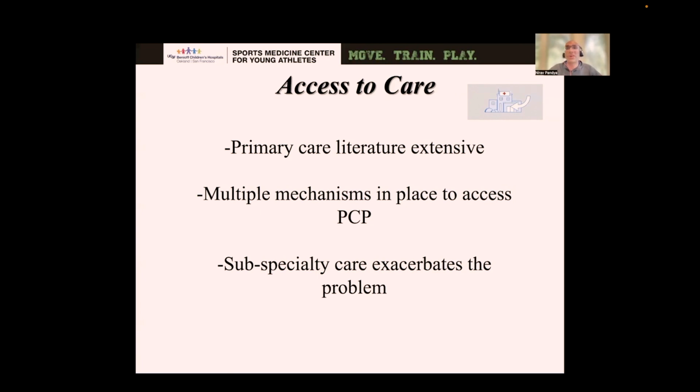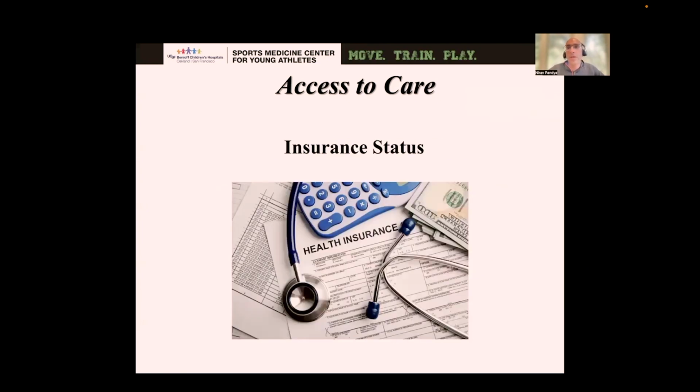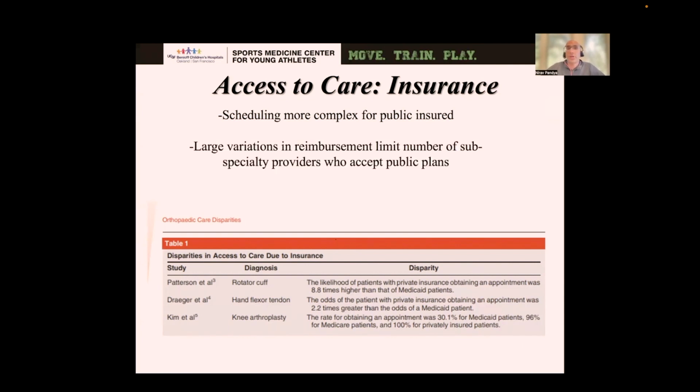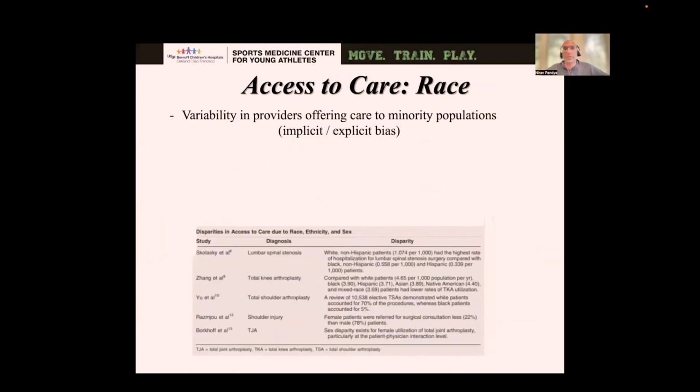But subspecialty care makes these differences much, much harder because there's much more selection in terms of who is actually going to see these subspecialists and how easy it is to access care. And orthopedics is a prime example of this. So let's take a look at insurance status. There are multiple studies in the literature, whether you look at rotator cuff issues, hand flexor tendon issues, or knee arthroplasty, that demonstrate that scheduling is more complex for a publicly insured patient. There are large variations in reimbursement, which limit the number of subspecialty providers who accept public plans, and these treatment delays then lead to poor outcomes.